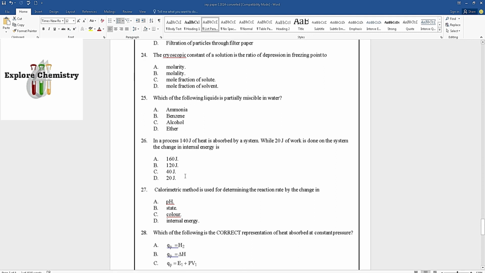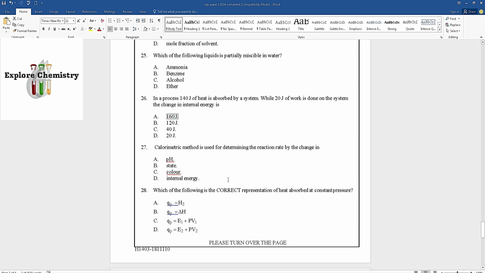Now 26. In a process 140 joules of heat is absorbed, means heat Q value is positive, heat is absorbed by the system, while 20 joules of work is done on the system. Work is done on the system means the value of work is also positive. The change in internal energy, delta E, formula is Q plus W. Both values will be positive. So 140 plus 20, the answer will be 160 joules.